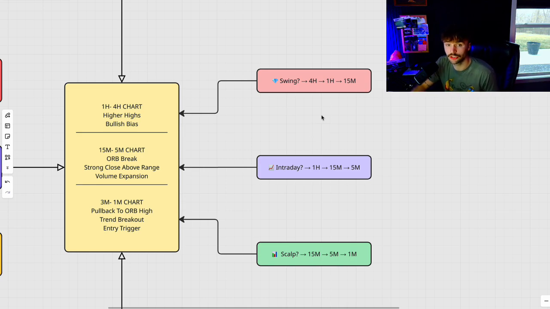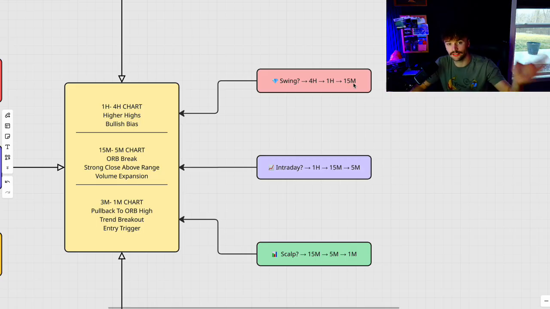But for example, with swings, you might want to establish your bias on your 4 hour or 1 day, then switch down to your 1 hour to 30 minute to establish your actual setup, then switch down to the 15 minute to 5 minute to get your entry, because you are looking for a longer duration play. So this is how we actually move around these time frames.